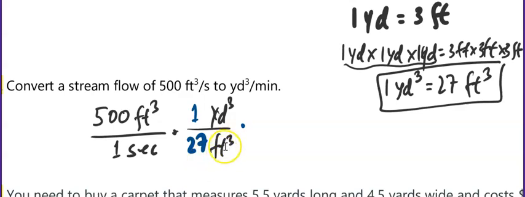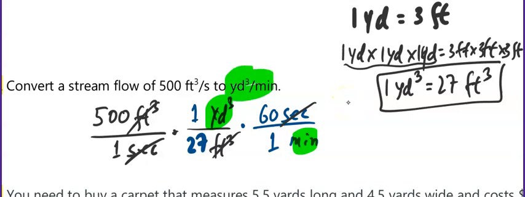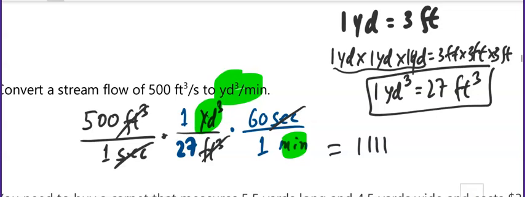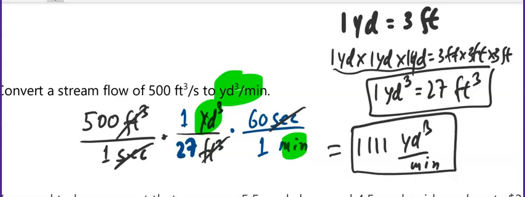I get the answer in cubic yards in the top, but in the denominator there is seconds. I've got to change it to minutes, but I know that 60 seconds equals 1 minute. So I see minutes in the denominator. That's what I want. By doing so, you cancel second with second, feet cubed with feet cubed. The answer is going to be cubic yards per minute. That's what we want. Now as usual, you multiply all the numbers on the top, multiply all the numbers in the bottom, and you divide. You get the answer 1111 yards cubed per minute. We rounded the answer, by the way.